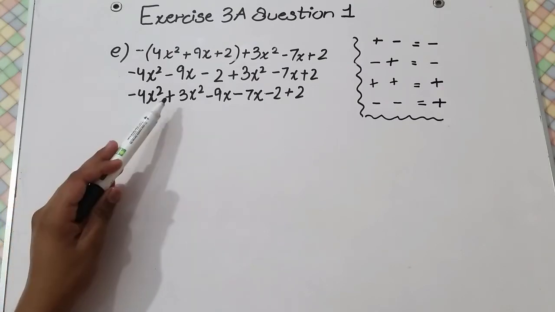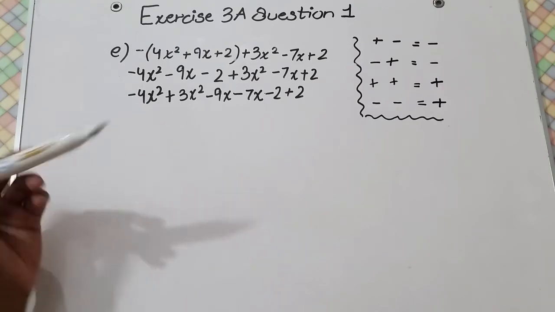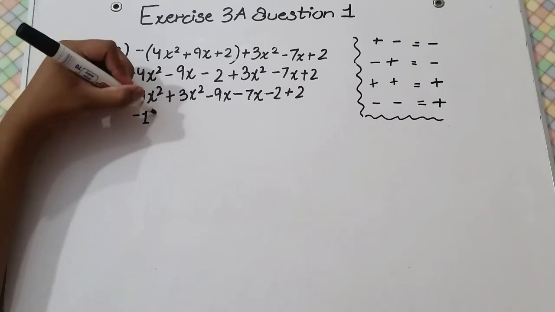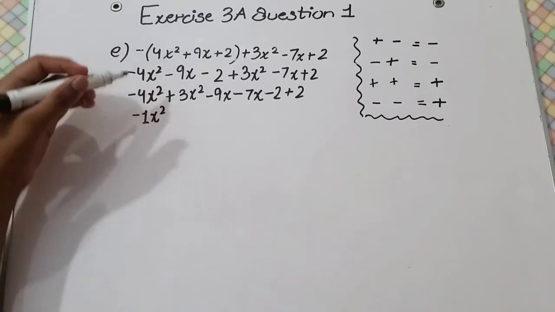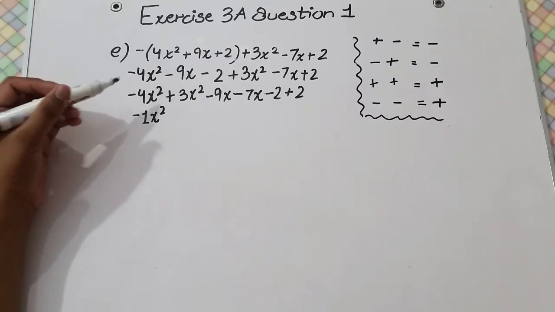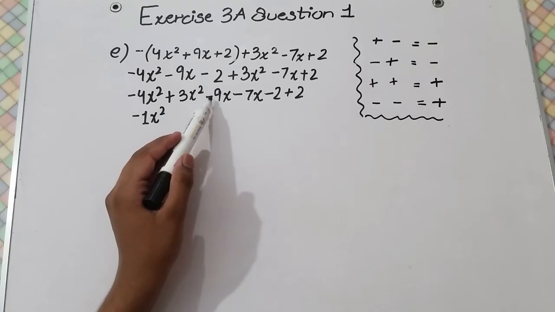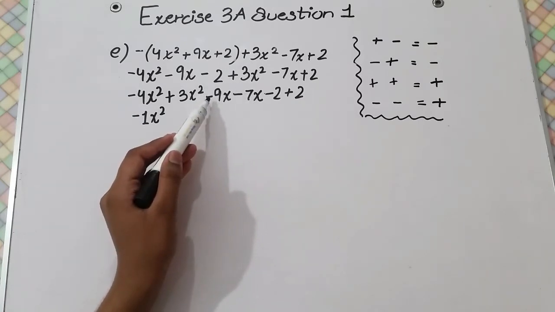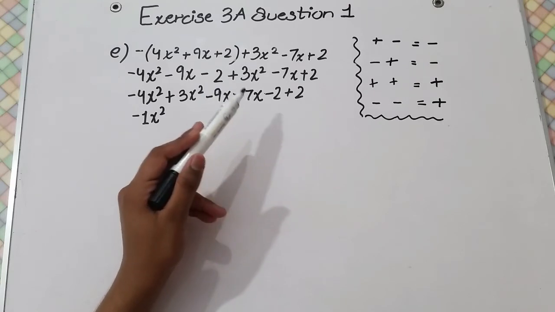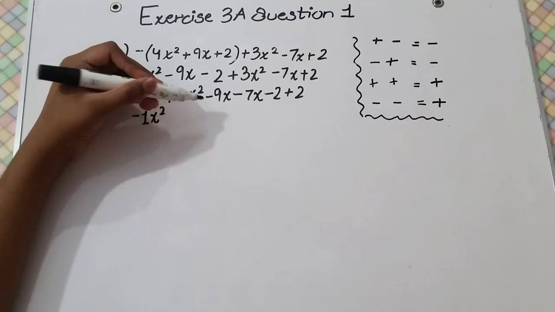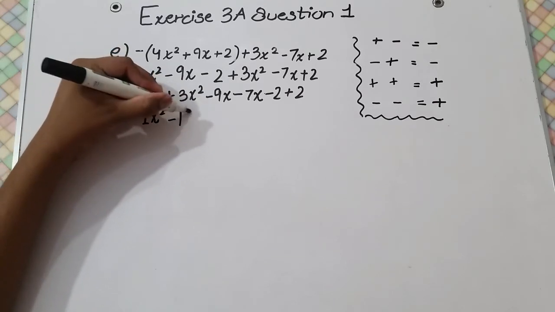So minus plus is minus and 4 minus 3 is minus 1x square, as we were having a negative sign over here. Then we are having minus 9x minus 7x. So minus minus is plus and 9 plus 7 is 16. So we are going to write the sign, that is minus 16x.